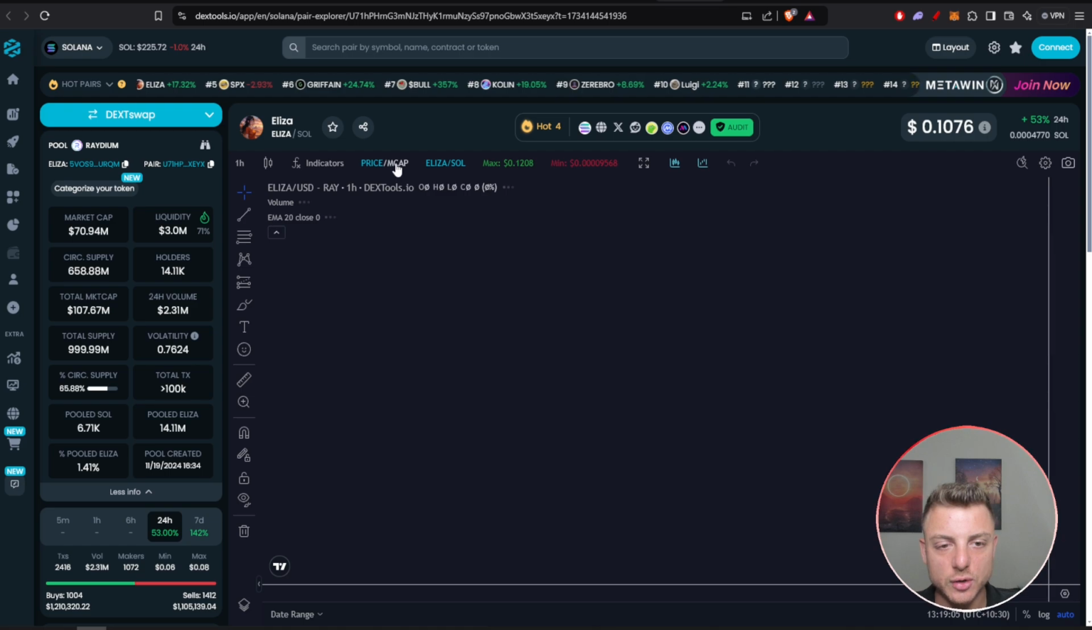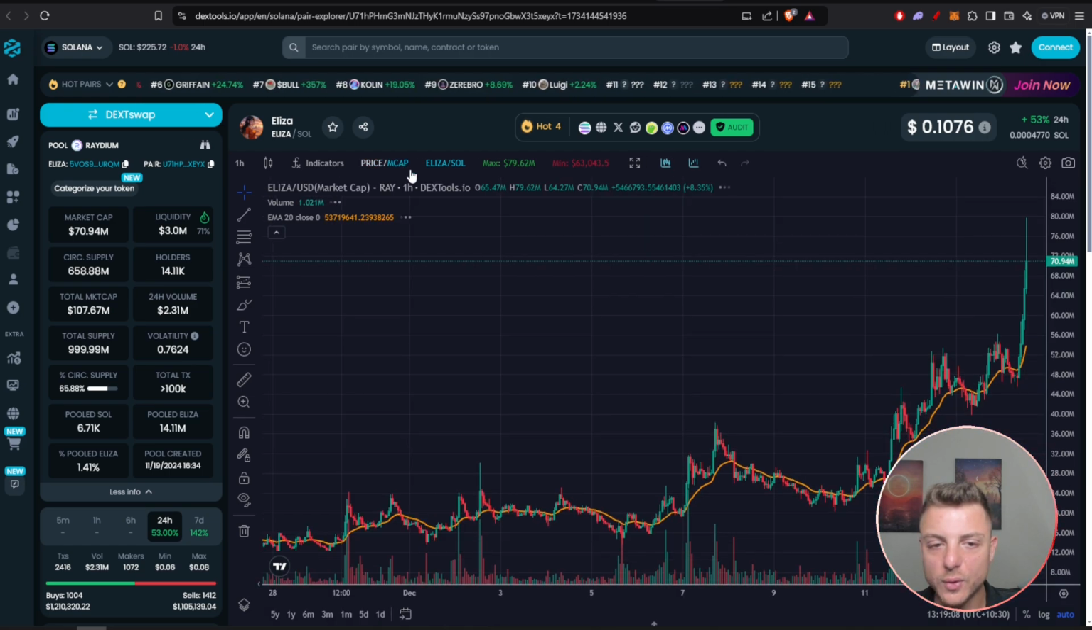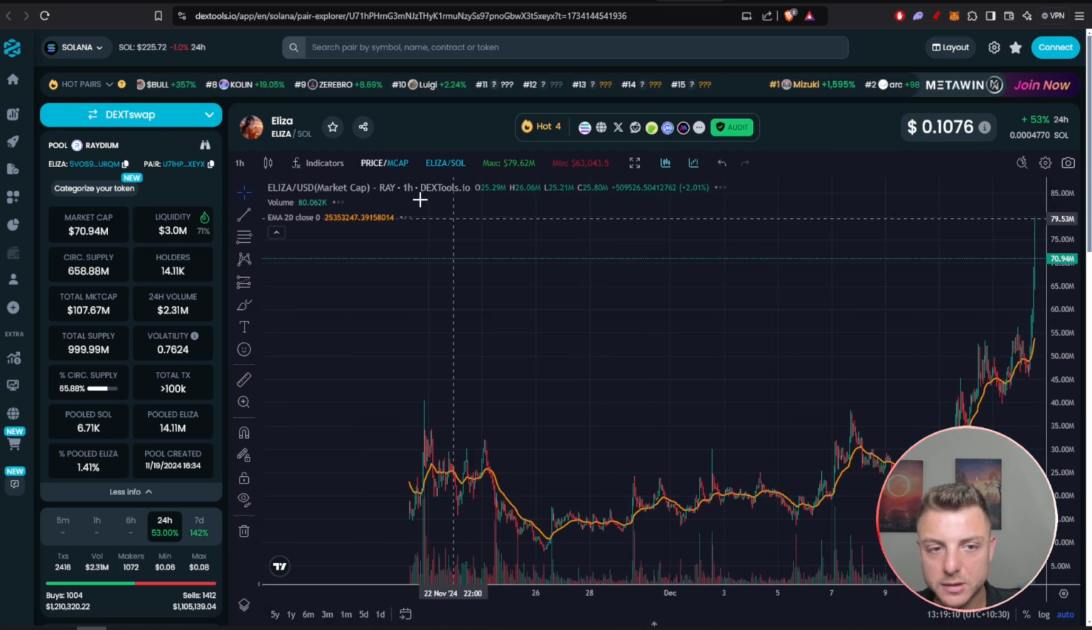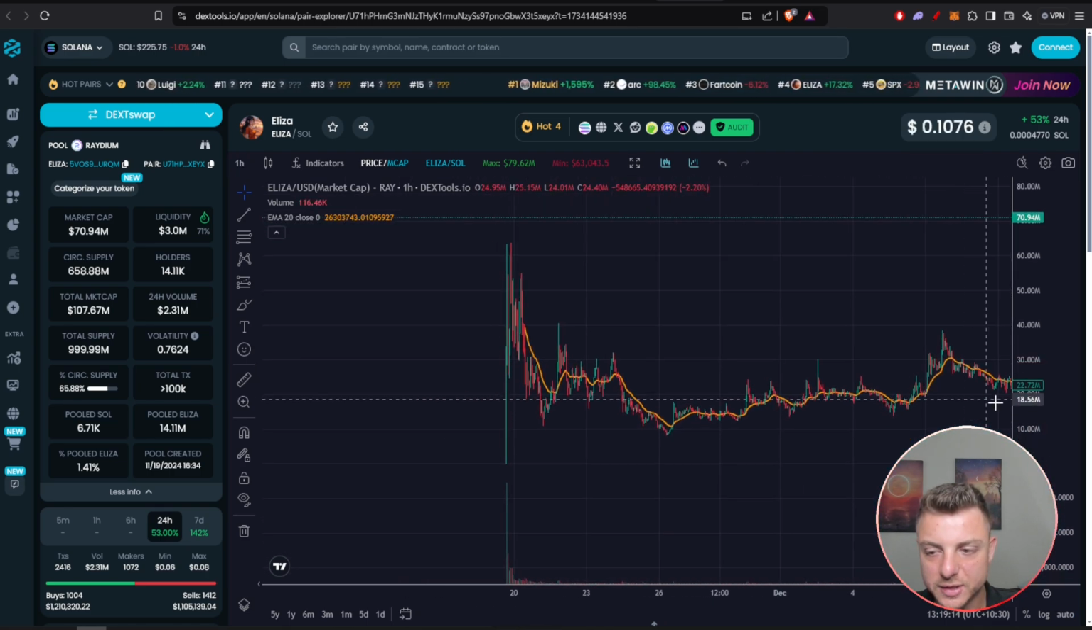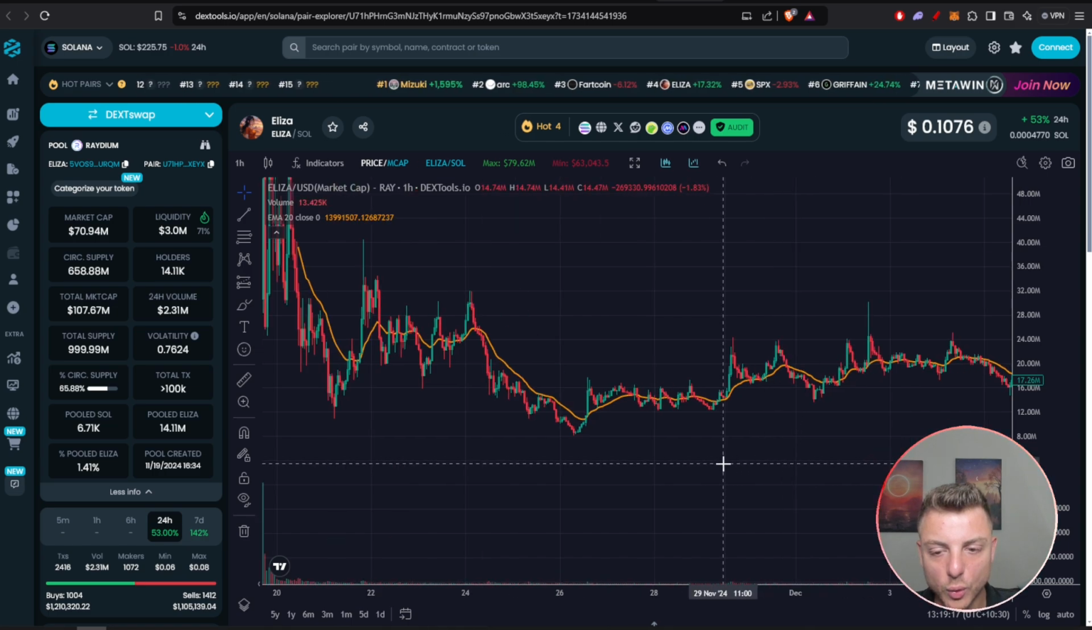So we'll instantly change it over to market cap even before it loads. So I want to see the market cap. And we can scroll out. This is an hourly chart. So this is definitely a type of pattern that I'm always talking about.